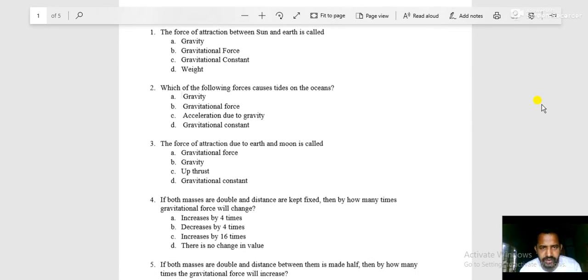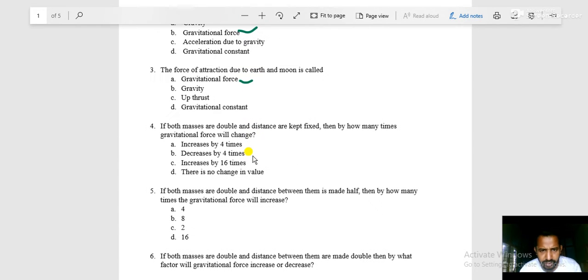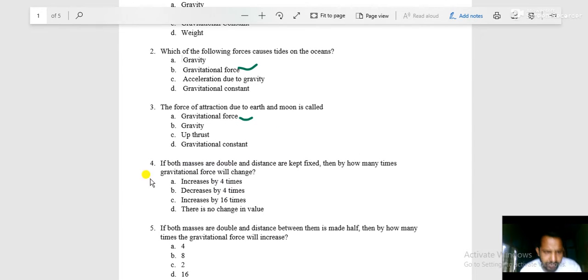The force of attraction due to the sun and earth is called gravitation force, which causes tides. Now I want to solve these questions. If both masses are doubled and the distance is fixed, how many times will the gravitation force increase or decrease? You might get this question for 4 marks as a long question type.